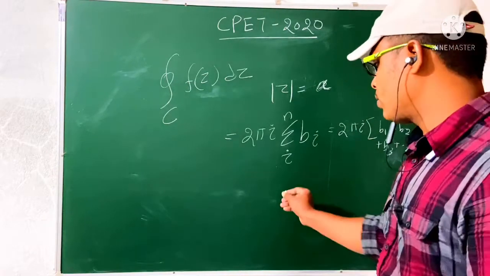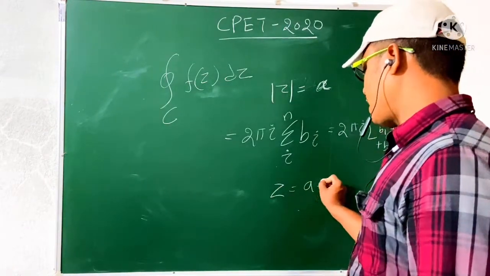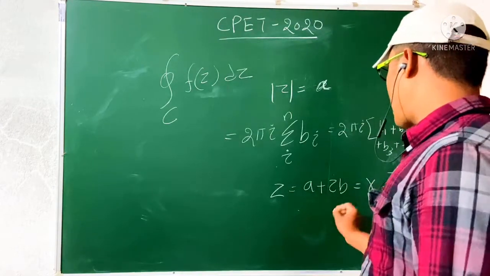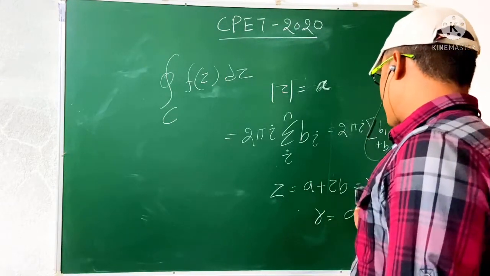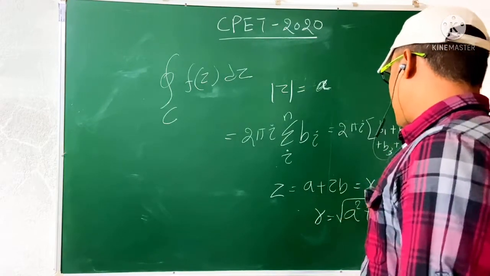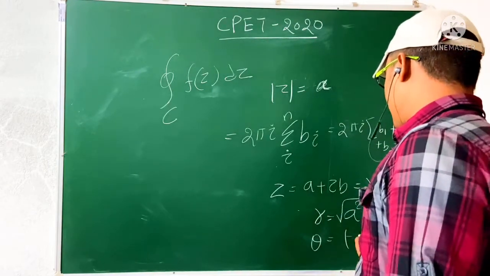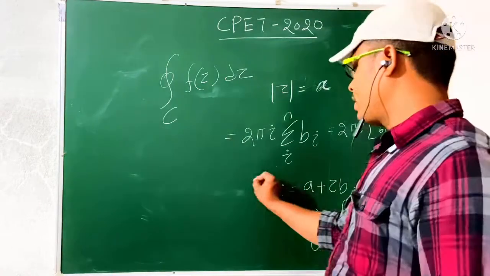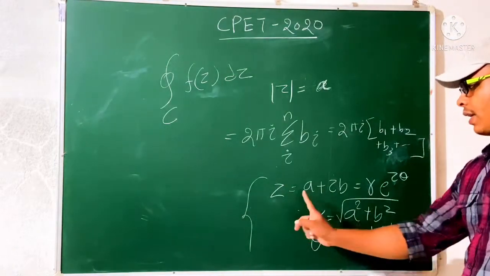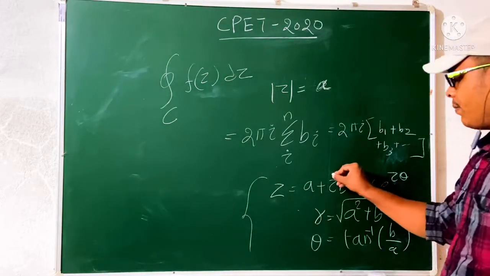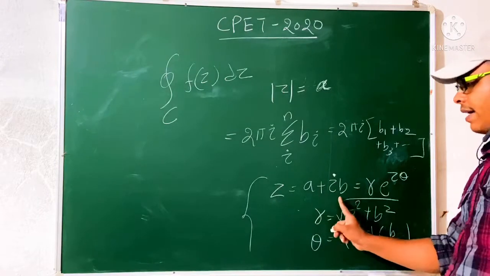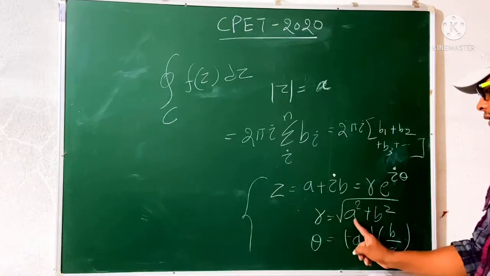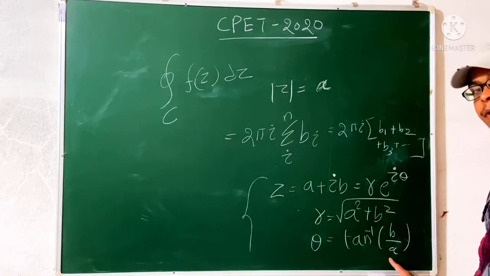Then remember another thing that also comes: z equal to a plus ib can be converted to r into e to the power i theta. How will we find r? r is nothing but the square root of a square plus b square, and theta is nothing but tan inverse b by a. So this is also another type of question that can be asked: transfer this complex form into polar form. That is, a plus ib equals r e to the power i theta. What is r? Square root of a square plus b square. What is theta? Tan inverse b by a.